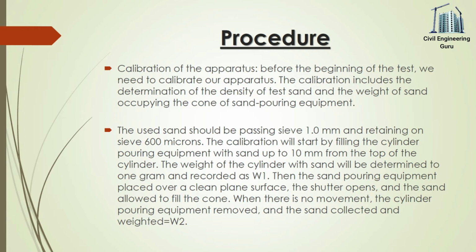The calibration will start by filling the sand pouring cylinder with sand up to 10 mm from the top of the cylinder. The weight of the cylinder with sand will be determined to 1 gram and recorded as W1. Then the sand pouring equipment is placed over a clean plain surface. The shutter opens and the sand is allowed to fill the cone. When there is no movement, the cylinder pouring equipment is removed and the sand collected and weighed as W2.